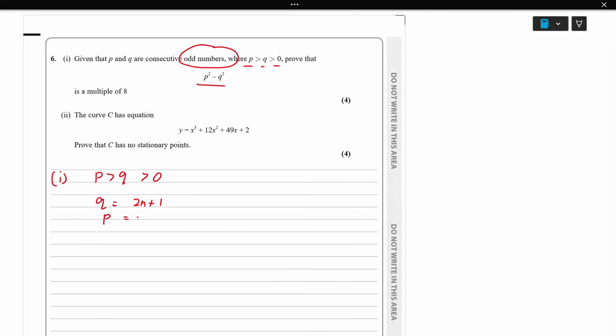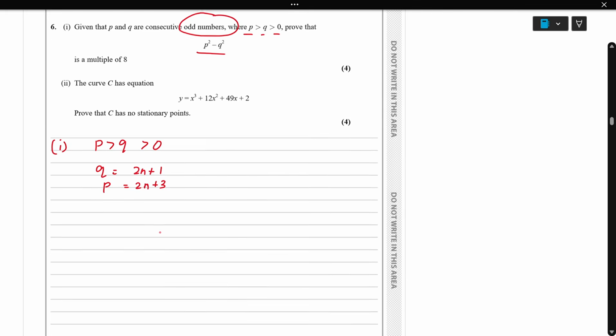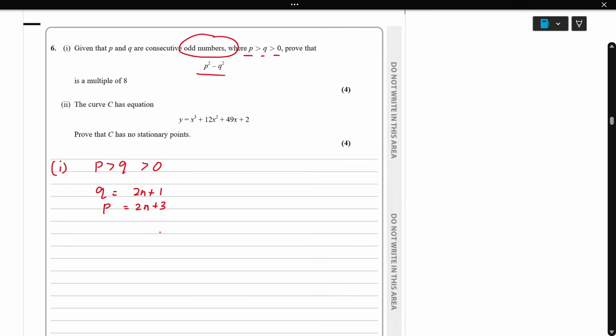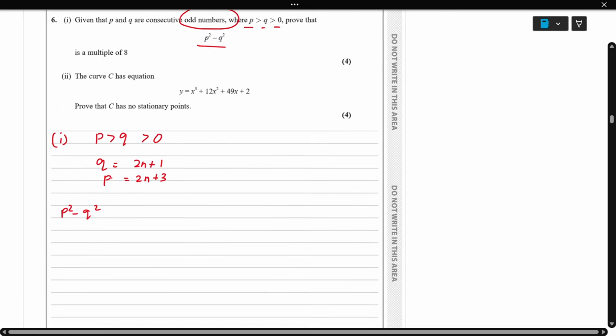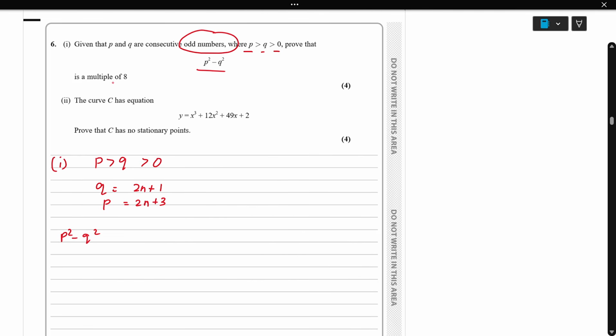Then P equals this plus 2, then it will become the next consecutive odd. So both are consecutive odd numbers, and we got P and Q. Now we ought to do P square minus Q square. The final answer should be 8 times something, so it's a multiple of 8.